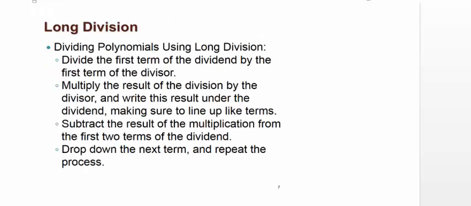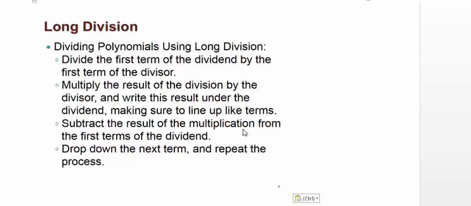So long division is what we want to look at next. We're dividing polynomials using long division. We're going to divide the first term of the dividend by the first term of the divisor. We're going to multiply the result of the division by the divisor and write this result under the dividend, making sure to line up like terms. We're going to subtract the result of the multiplication from the first terms of the dividend, depending on how many terms are in your divisor. Then we're going to drop down the next term and repeat the process.